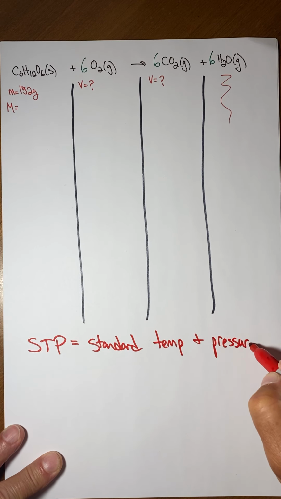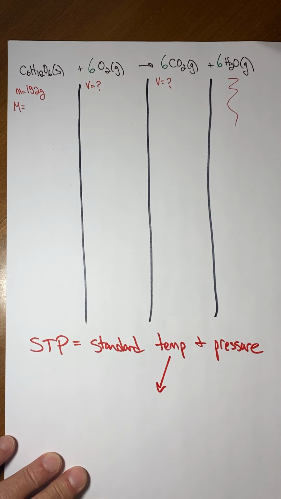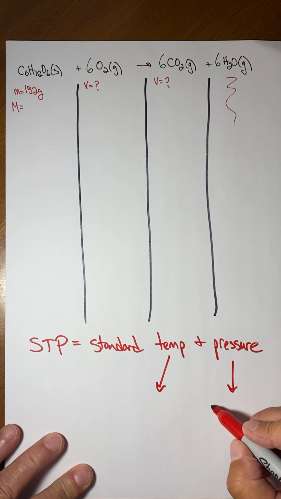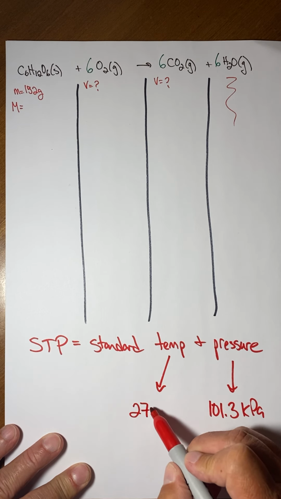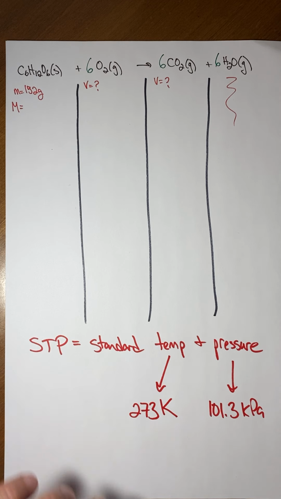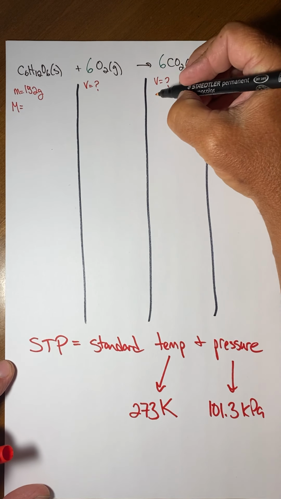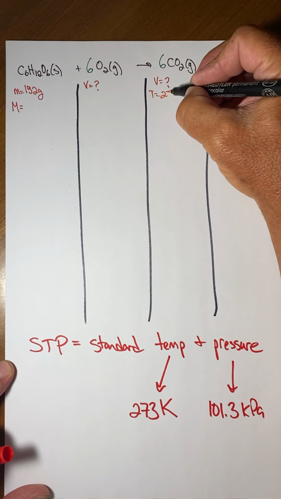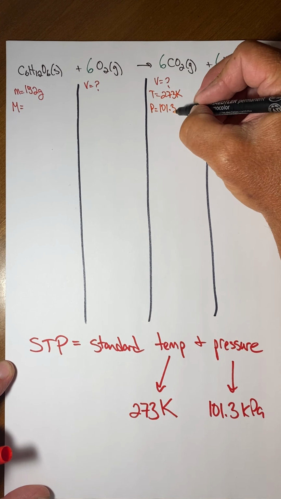Okay? Now, this is something that I would normally tell my grade 11 students that you have to memorize. Standard temperature and pressure. Standard pressure is 101.3 kilopascals, and standard temperature is 273 Kelvin. So that will make life a lot easier if you remember that. So the system is at STP, so that means my temperature is going to be 273 Kelvin. Pressure is going to be 101.3 kilopascals.